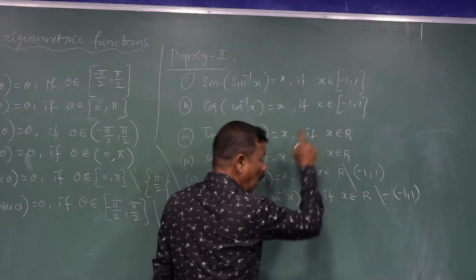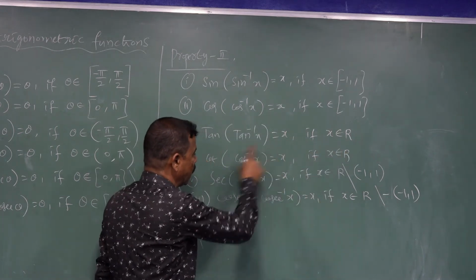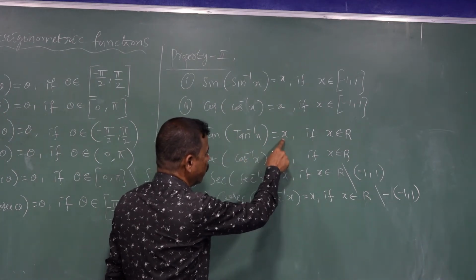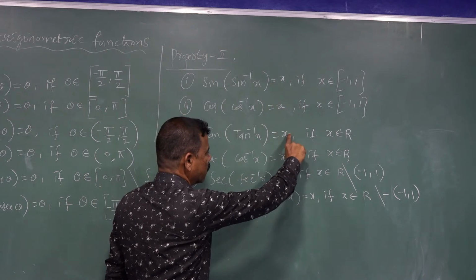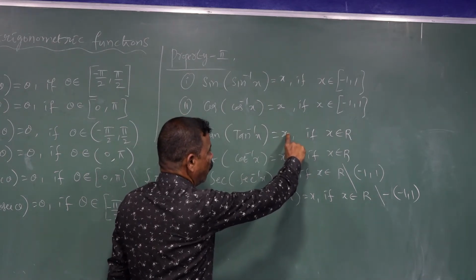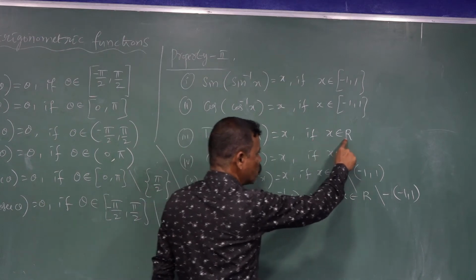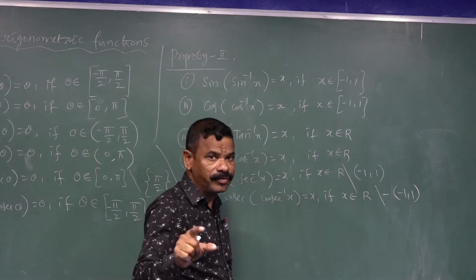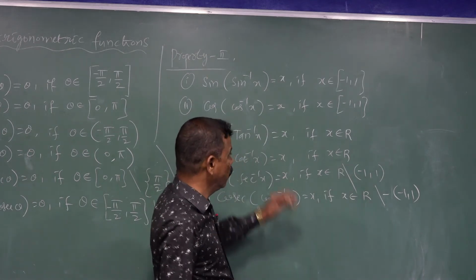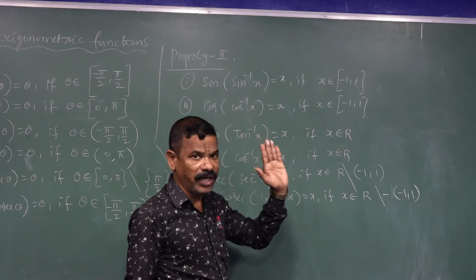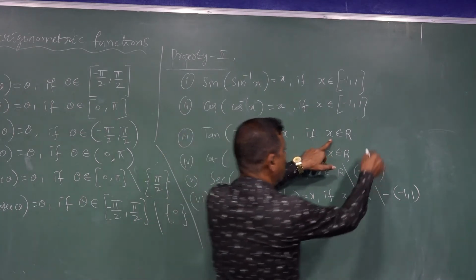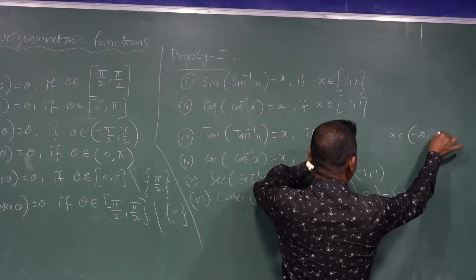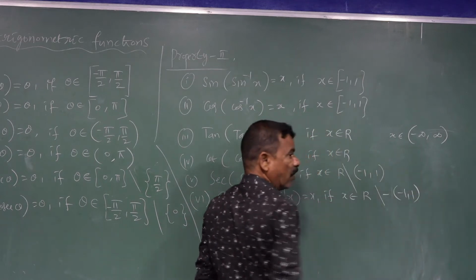Here x belongs to R. These two formulas are different. Cot of cot inverse x is equal to x, tan of tan inverse x is equal to x. These two values are x. First of all, if x belongs to R, here also x belongs to R. R means the real line, completely the real line, minus infinity to plus infinity, open bracket. R means x belongs to the open interval minus infinity to infinity. It is the real value symbol.